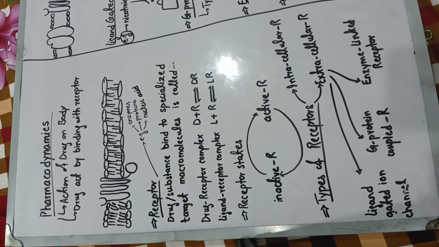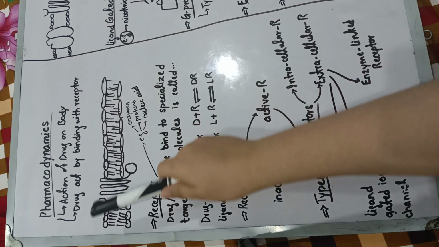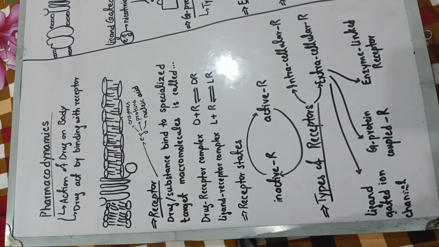Now, in this lecture, I am going to start another branch of pharmacology, and this branch is called pharmacodynamics. First of all, we are going to discover the definition of it. I am going to explain the definition in the form of various parts. Divide the word pharmacodynamics into two parts. First part is pharmaco and second part is dynamics.